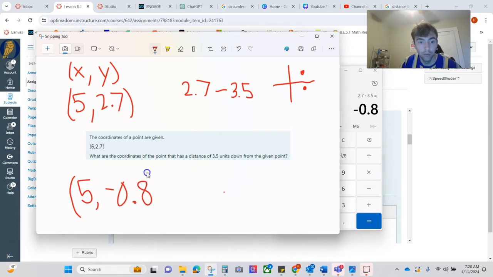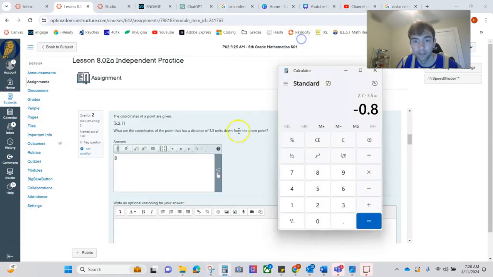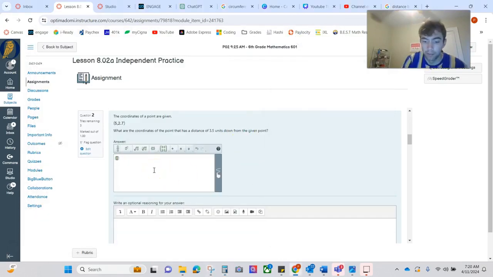So this would be the new y value. Instead of being above ground 2.7 units, you would be below ground, below the x-axis, -0.8 units. Thank you, subtraction. (5, -0.8). Parentheses, (5, -0.8).